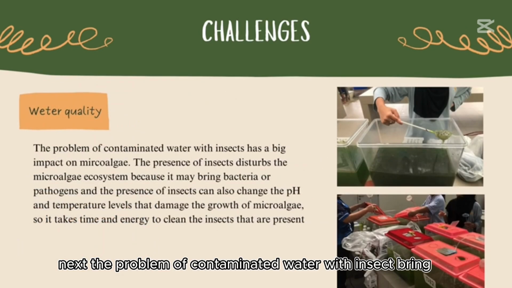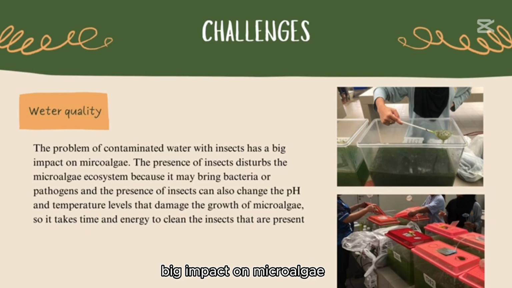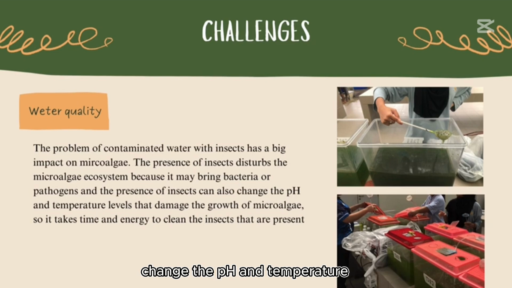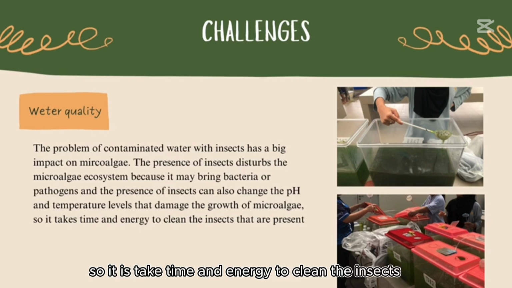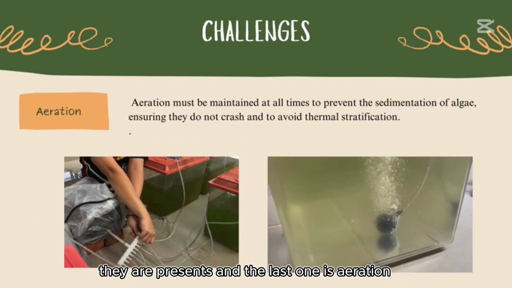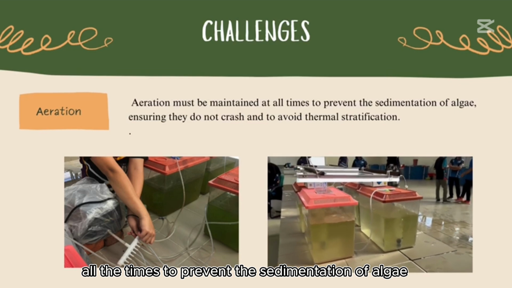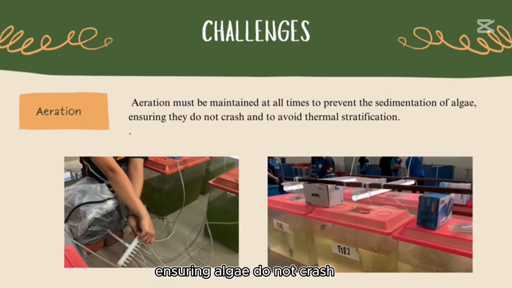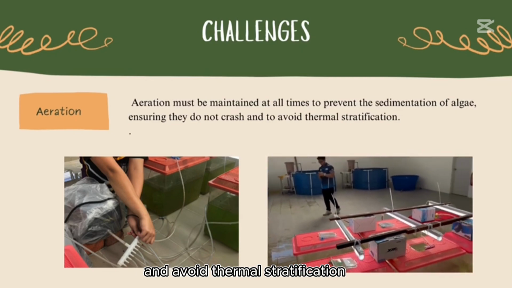Next, the problem of water contaminated with insects has a big impact on microalgae. Insects disrupt the microalgae ecosystem because they may bring bacteria or pathogens, and insects change the pH and temperature that damage growth of microalgae. So it takes time and energy to clean the insects that are present. And the last one is that aeration must be maintained all the time to prevent the sedimentation of algae, ensuring algae do not crash and avoiding thermal stratification.